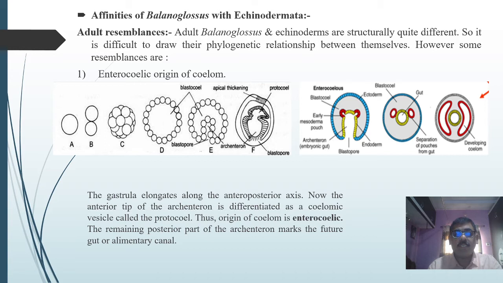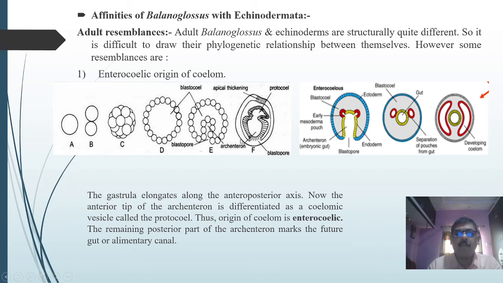The remaining posterior part of the archenteron marks the future gut or alimentary canal. So if the coelom develops from the embryonic gut, then it is enterocoelic. And the enterocoelic type of coelom is found in Balanoglossus as well as phylum Echinodermata.